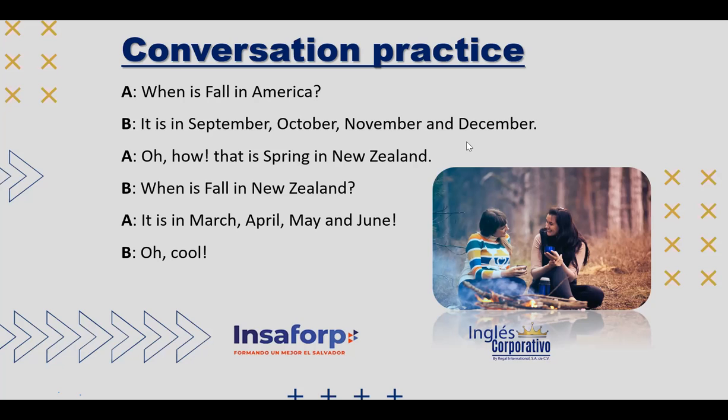Any other volunteers? Thank you, Flor and Carlos. You can start, Carlos. When is fall in America? It is in September, October, November, and December. Oh, how? That is spring in New Zealand. When is fall in New Zealand? It is in March, April, May, and June. Oh, cool. Okay, thank you. That was excellent. How do you pronounce this word?